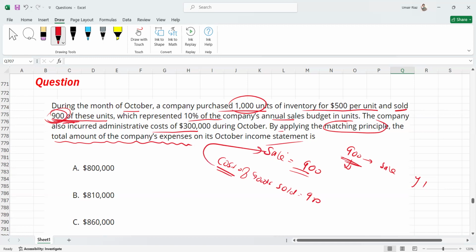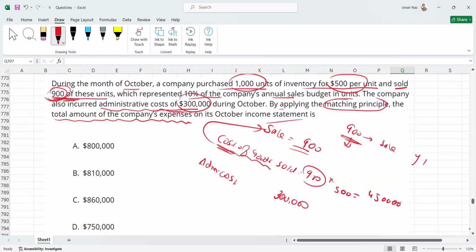Second thing, we have also incurred the administration cost. How much? 300,000. Although it is a period cost, it belongs to this period, so it will be recorded in this period. Now the point is how you will get the cost of goods sold. We sold 900 units. Simply we will multiply with the purchase price. The purchase price, or the cost of a unit, was how much? 500. So 900 times 500, I believe, is 450,000.